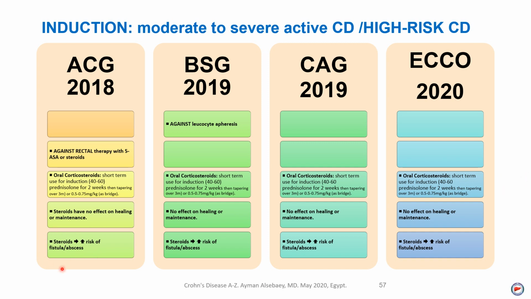But never give steroids if there is perianal disease because they increase the risk of fistula and abscess formation, okay? And also they said that steroids have no effect on healing and no effect on maintenance, okay? So the first drug which can be used in the treatment of moderate to severe Crohn's disease is oral corticosteroids.